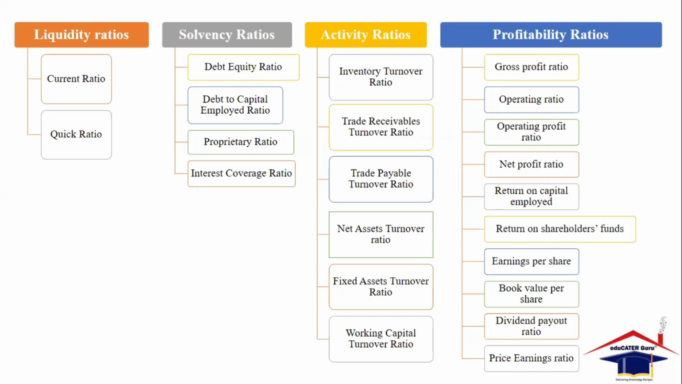Under liquidity ratios, we have current ratio and quick ratio. Under solvency ratio, we have debt equity ratio, debt to capital employed ratio, proprietary ratio, interest coverage ratio. Under activity ratios, we have inventory turnover ratio, trade receivables turnover ratio, trade payable turnover ratio, net assets turnover ratio, fixed assets turnover ratio, working capital turnover ratio. Then under profitability ratios, we have gross profit ratio, operating profit ratio, net profit ratio, return on capital employed, return on shareholders' funds, earnings per share, book value per share, dividend payout ratio, and price earning ratio.